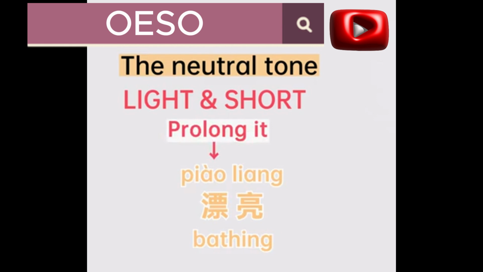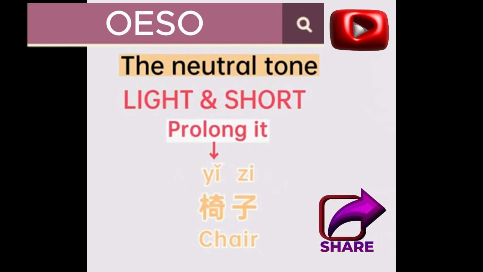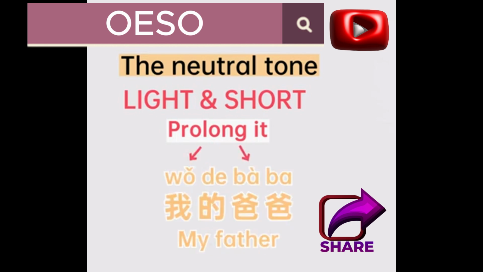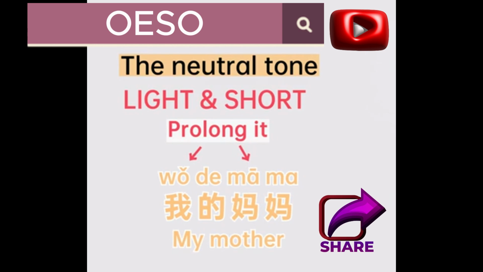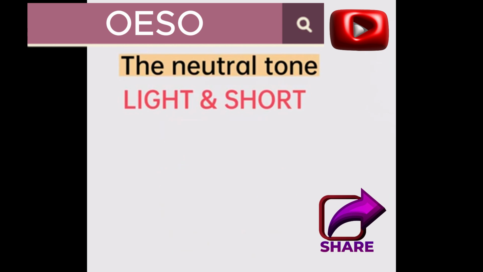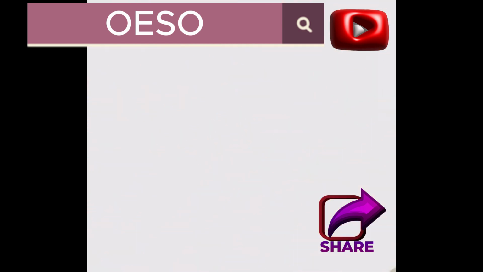piàoliang, piàoliang. yǐzi, yǐzi. wǒ de bàba, wǒ de bàba. wǒ de māma, wǒ de māma. You can think the neutral tone is not like a tone, but more like a special type of rhythm in this language.